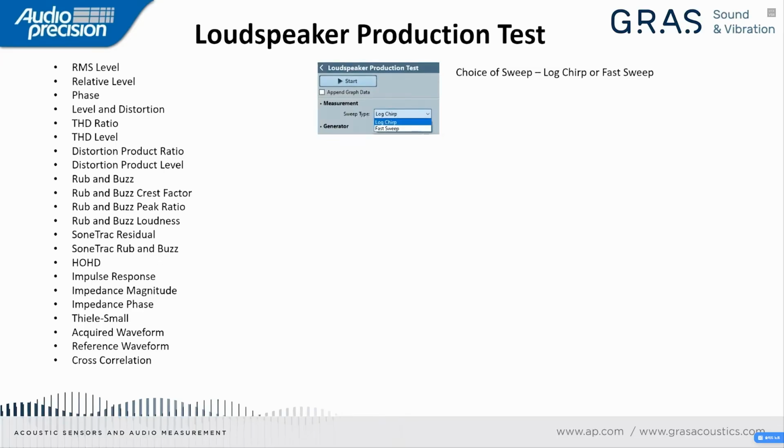Now, the reason loudspeaker production test has a more comprehensive list of rub and buzz results is because we have a choice of stimulus. We can use a log chirp, same as we use in acoustic response, or we can use a fast sweep. A fast sweep is a very fast stepped frequency sweep. As I said, we get additional rub and buzz results, including rub and buzz loudness and high order harmonic distortion.